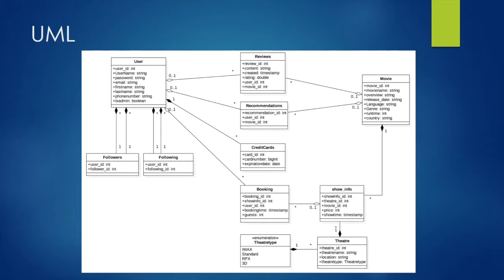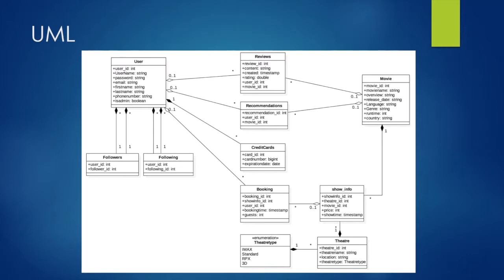Next, there's reviews and recommendation, which is related to both the user as well as the movie. A user could have a review for the movie. A user could also have a recommendation for the movie. The review and recommendation classes are different because the review will contain the content as well as the rating, whereas the recommendation will only contain the user ID and the movie ID.